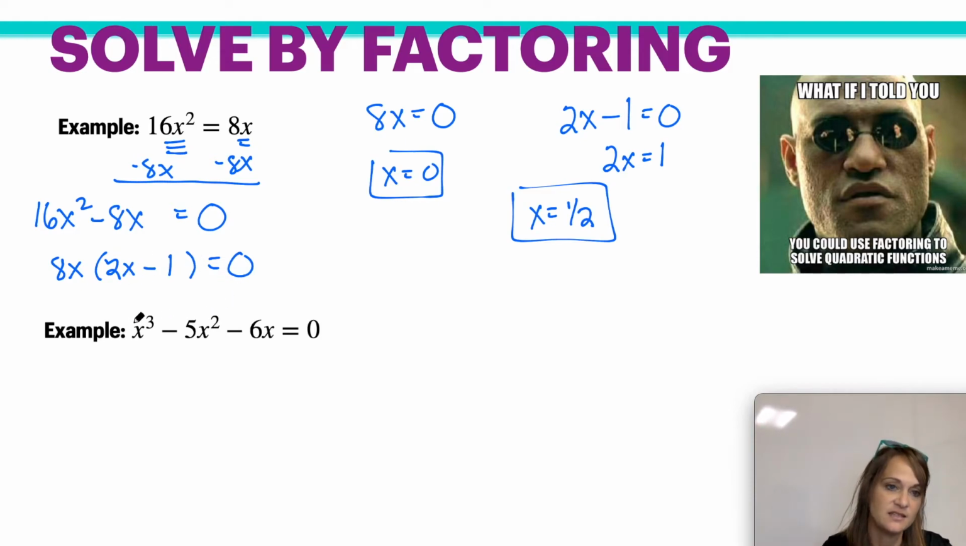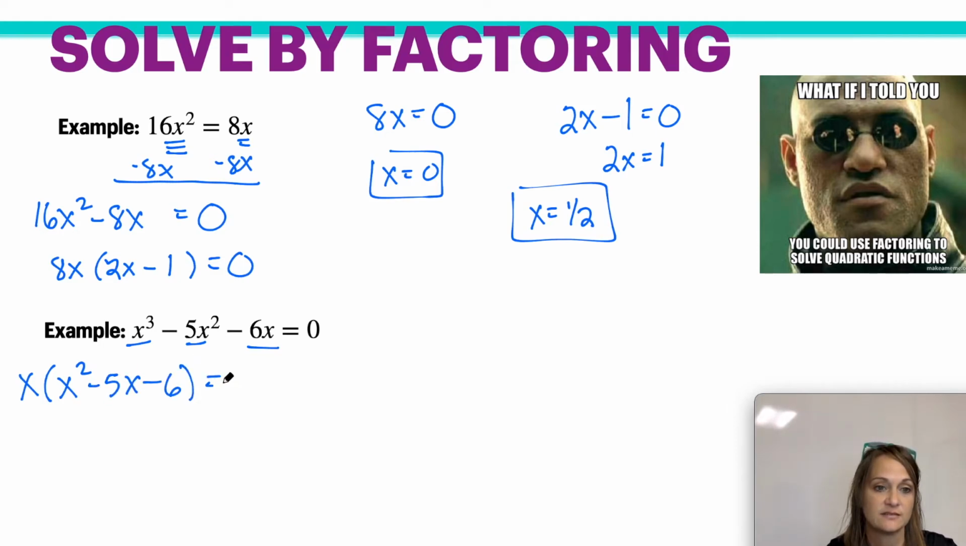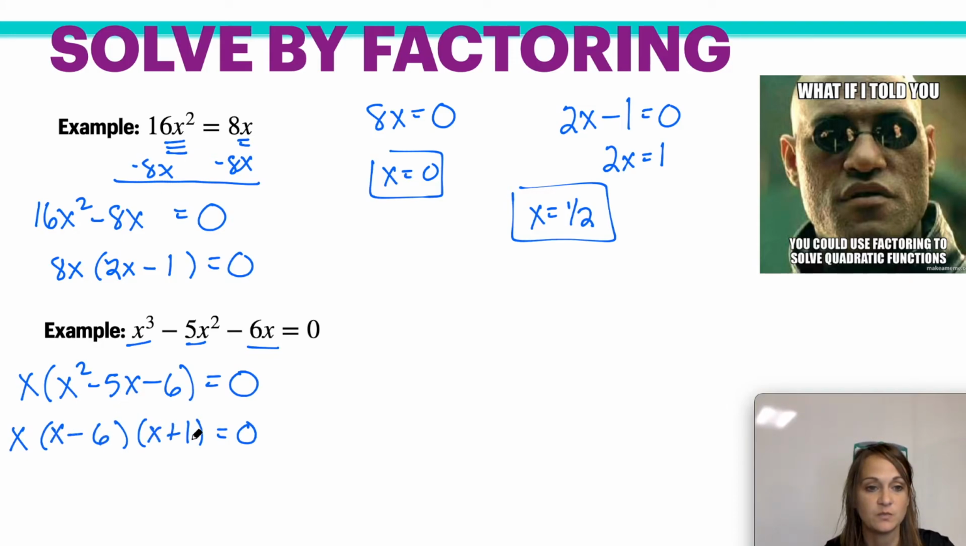In this case, to solve by factoring, I noticed that there is an x in common, so you can pull an x out front. If I factor out an x, I'm left with x squared minus 5x minus 6. Now this factors, if you do the big X, into -6 and +1, because -6 plus 1 is -5, and -6 times 1 is -6.